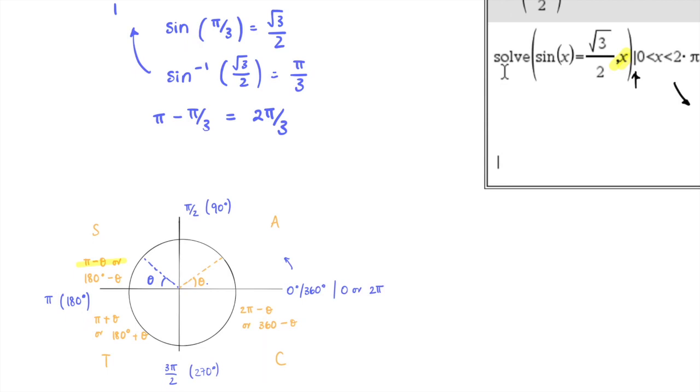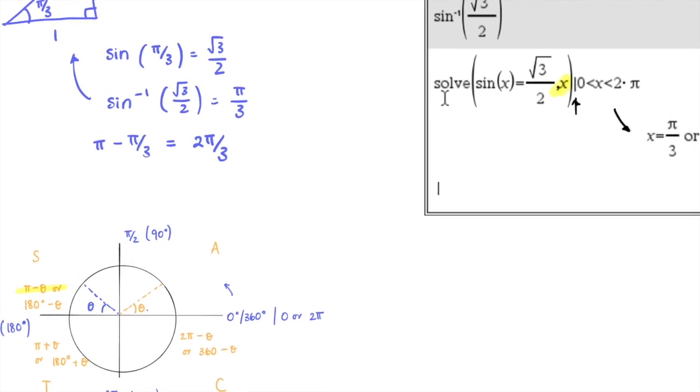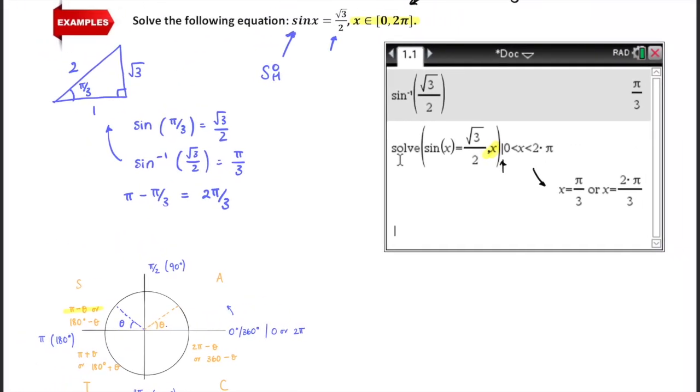this particular unit circle, so for one full rotation, the two solutions for x that'll give us root 3 on 2 are going to be pi on 3 and 2 pi on 3. Now if you check what we got on our CAS calculator, you can see that we got exactly that, pi on 3 and 2 pi on 3.